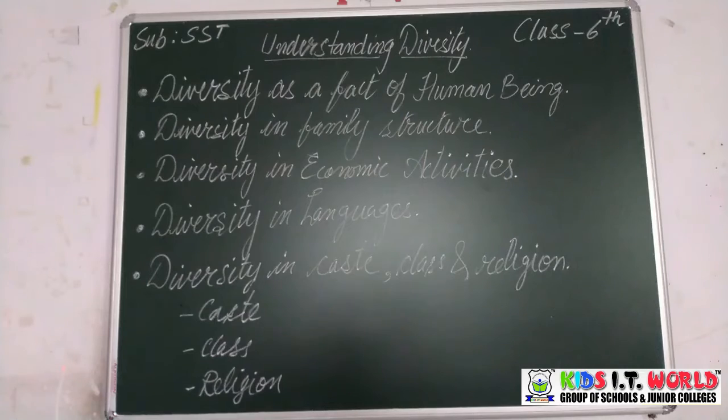Alright. Now we move on from the diversity in languages to the next point, which is diversity in caste, religion and class. What are these things? The 3 points written over there: caste, class, religion. So now we'll see what is caste, what is diversity about it.